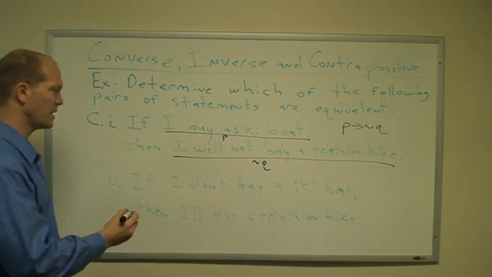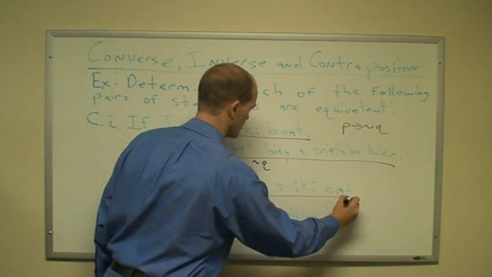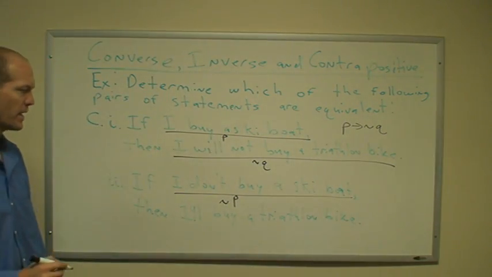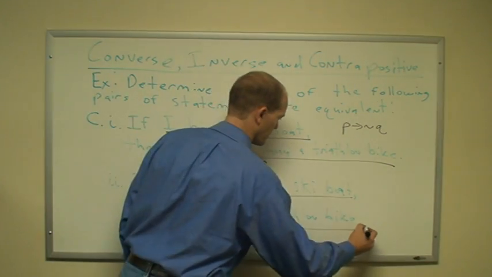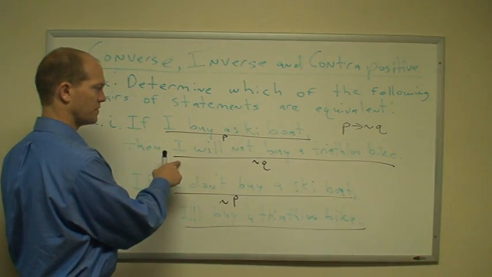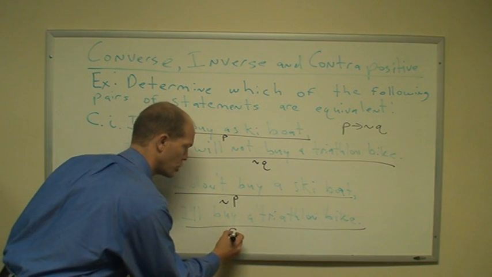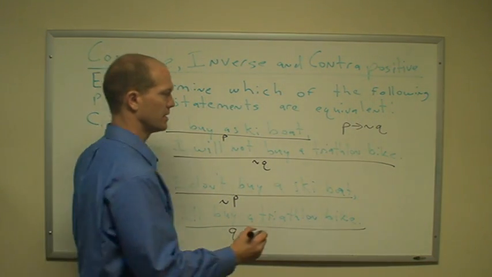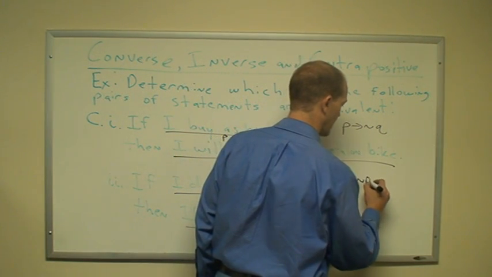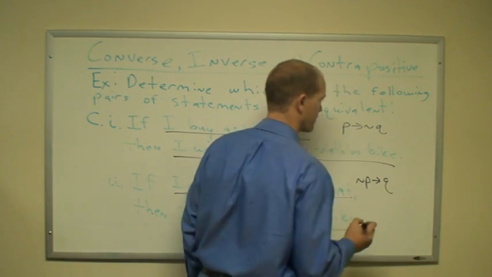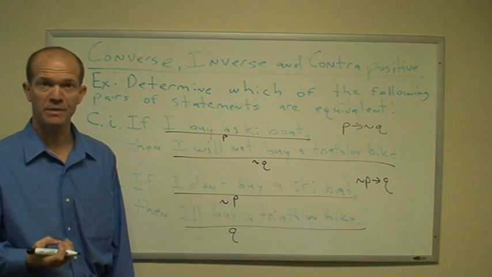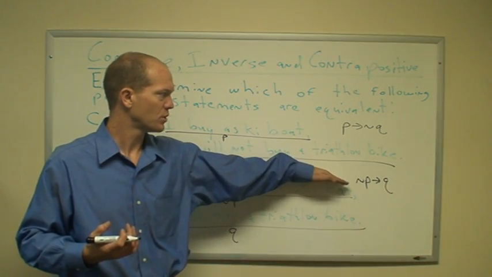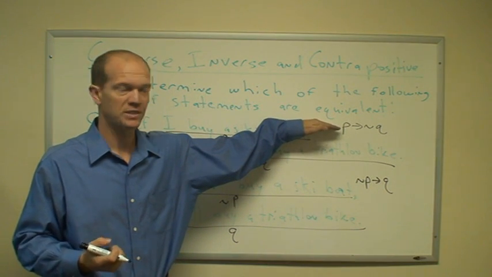Looking at the second statement, if I don't buy a ski boat, that's the negation of P, then I'll buy a triathlon bike. That would be relative to the negation of Q. I wrote here, this should be just Q. So the relationship I see in number 2 is if not P, then Q. Now this doesn't seem to fit identically with what we saw before, the relationships we started with, but let's break this down a little bit.